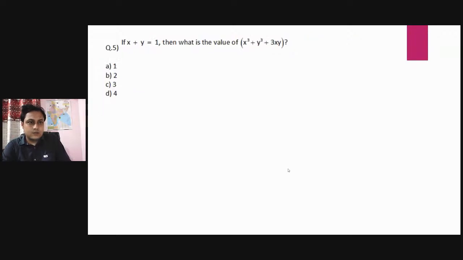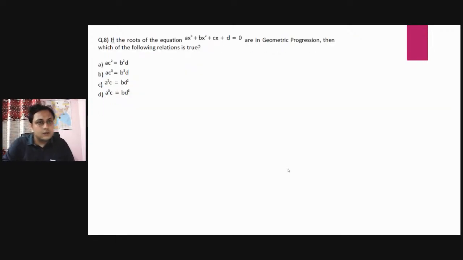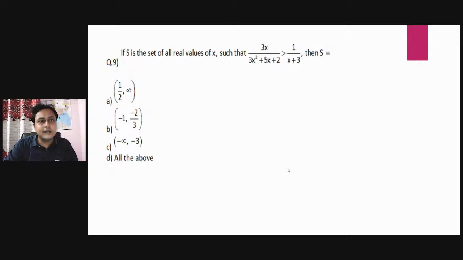So this is the next question, number 9. Question number 9 is: if S is the set of all real values of x such that 3x square plus 5x plus 2 is greater than 1 by x plus 3, then S should be equal to, right? So basically you have to find the range of x here. So the inequality is this one.